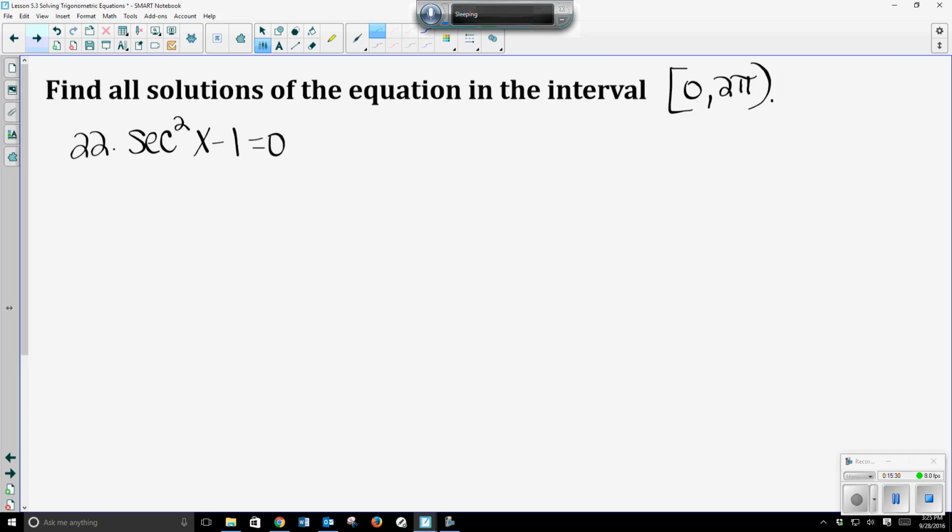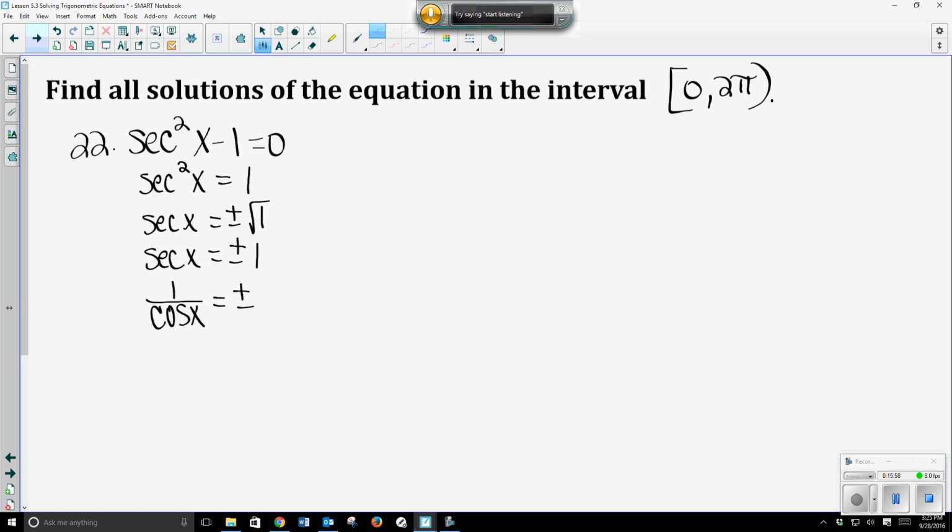Number 22. Secant squared x is equal to 1 when you add 1 to both sides. Secant of x is equal to plus or minus the square root of 1, which is 1. Okay, so secant is 1 over cosine x. And if I want to get cosine x, if I want to flip that and get cosine x instead of 1 over cosine x, what is the reciprocal of 1 or negative 1? 1 or negative 1.